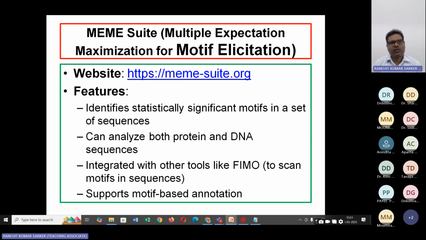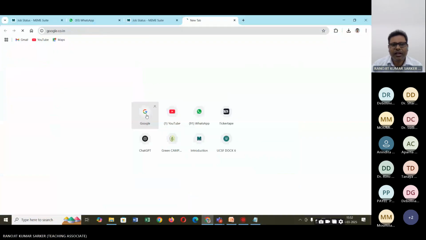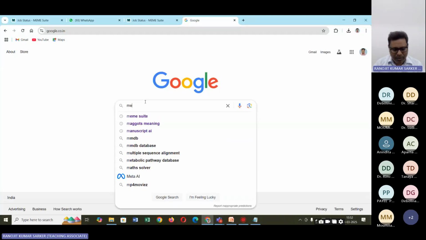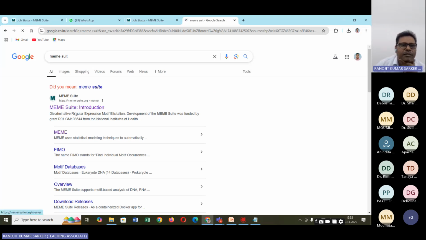For this, we can use MEME Suite, Multiple Expectation maximizations for Motif Elicitation. From this site, we can access the MEME Suite. It can analyze both protein and DNA sequences. So let's see one such protein site. If we go for MEME Suite, you see this is the MEME Suite.